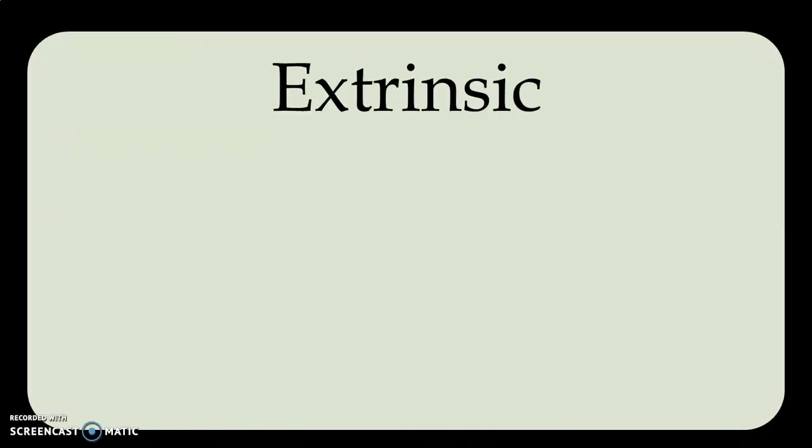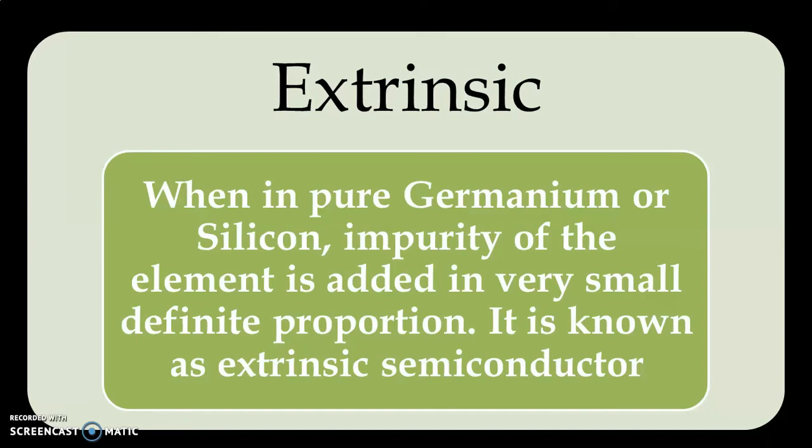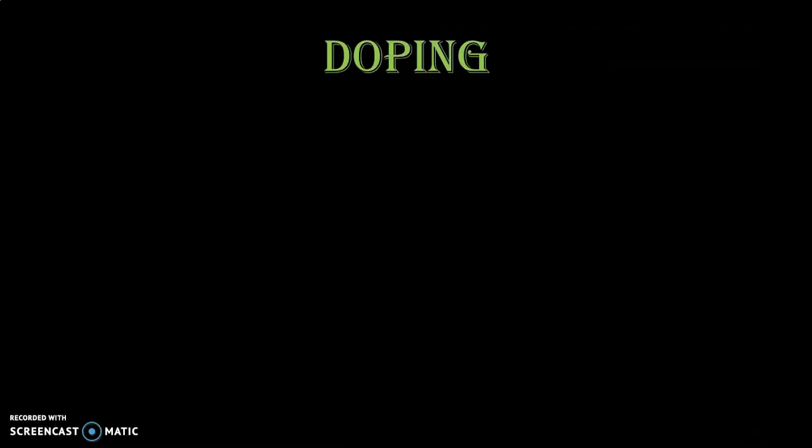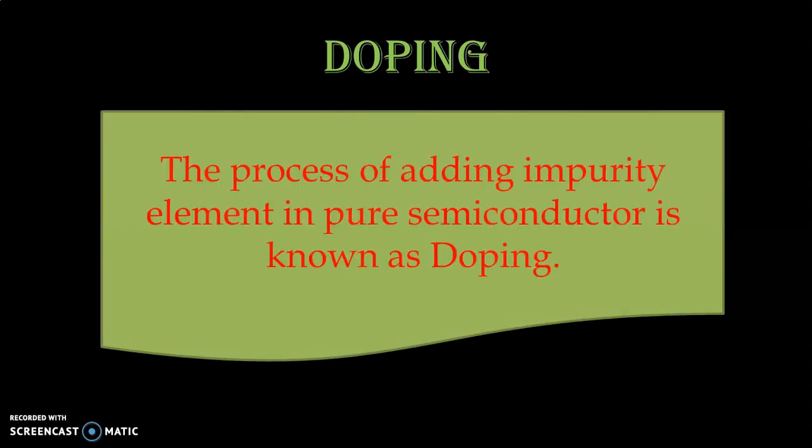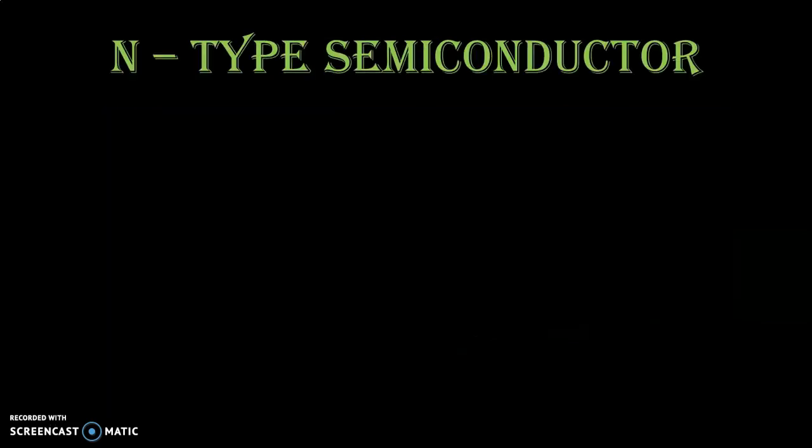Same way, extrinsic. When in pure germanium or silicon, impurity of the element is added in very small definite proportion, then it is known as an extrinsic semiconductor. And then doping. The process of adding impurity element in pure semiconductor is known as doping.